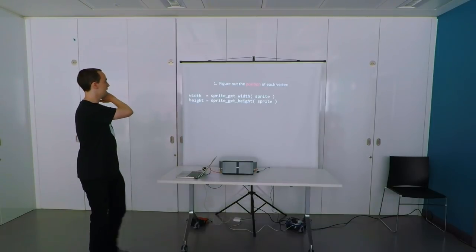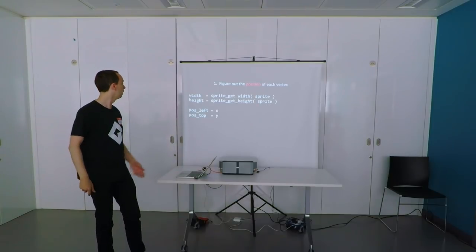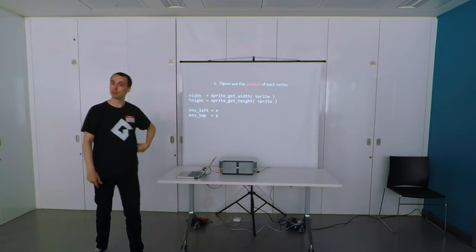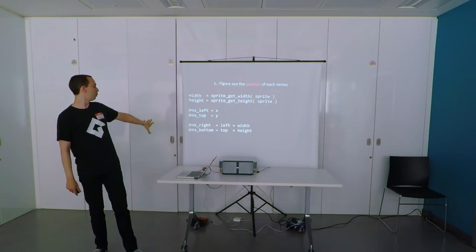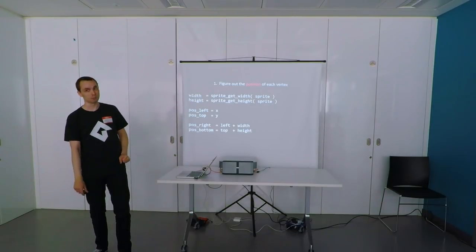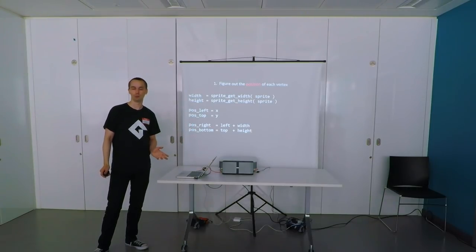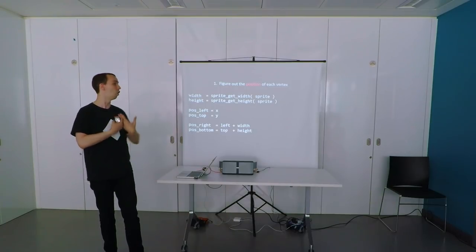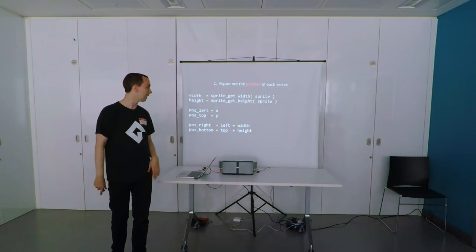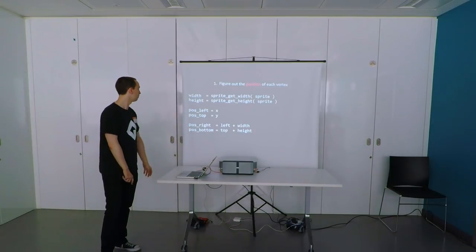First of all, position of each vertex. First of all, we need the width and the height, because we need to know how big the thing is. Then we define the left and the top as the X and Y coordinate. This is where we're drawing the sprite. And then we want to use the right and bottom coordinates as the left plus the width, and the top plus the height. Pretty simple, right? If you want to rotate stuff, or if you want to start taking into account origins and different things like that, this gets more complicated, but just for the simple demonstration, this will do nicely.